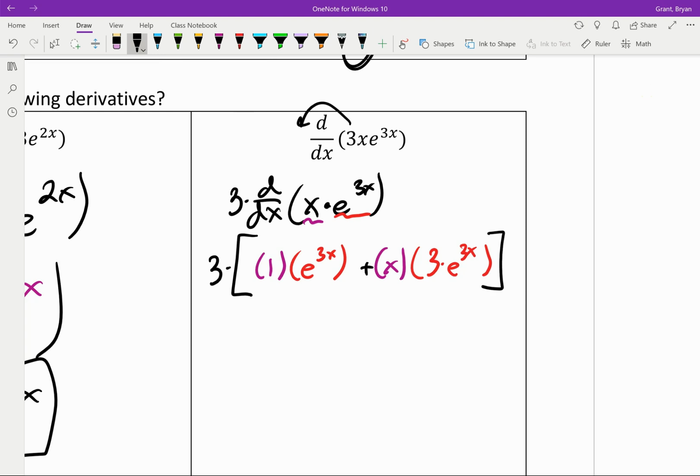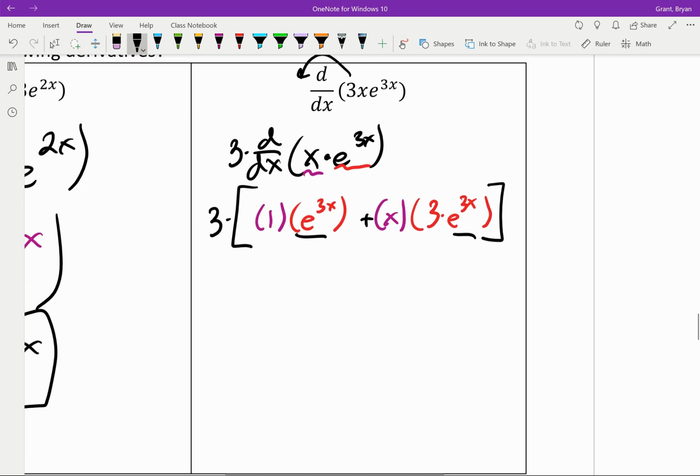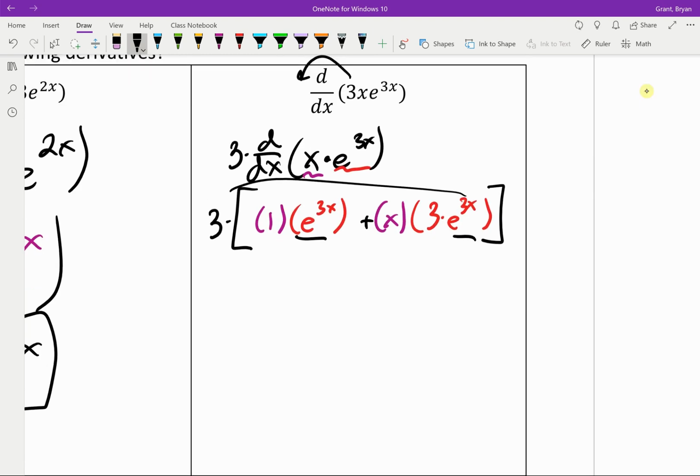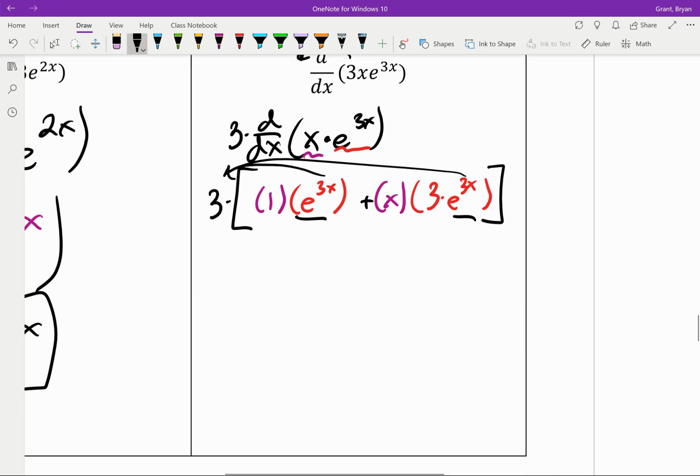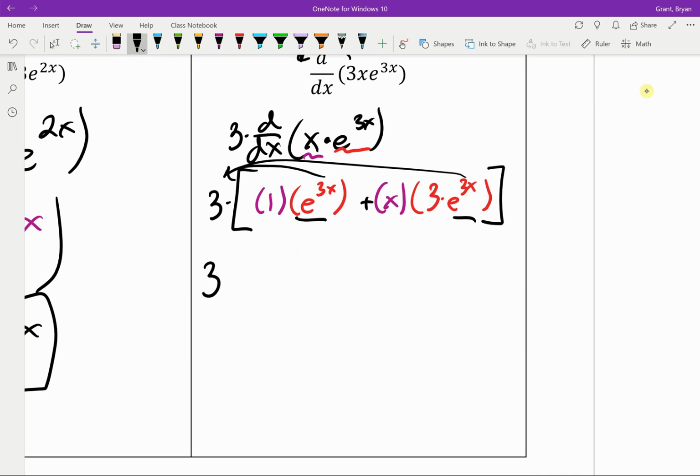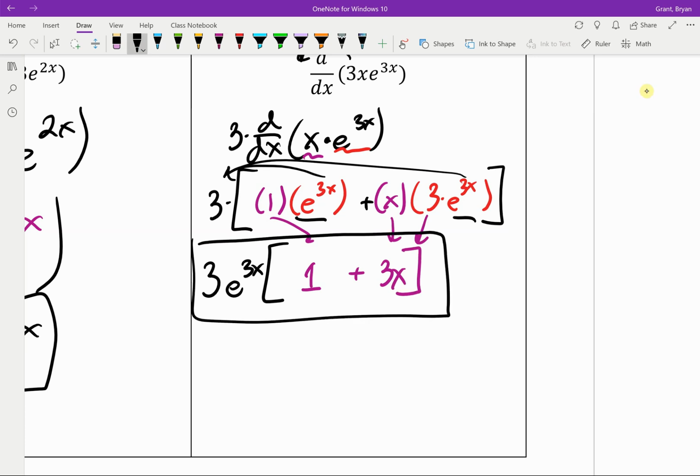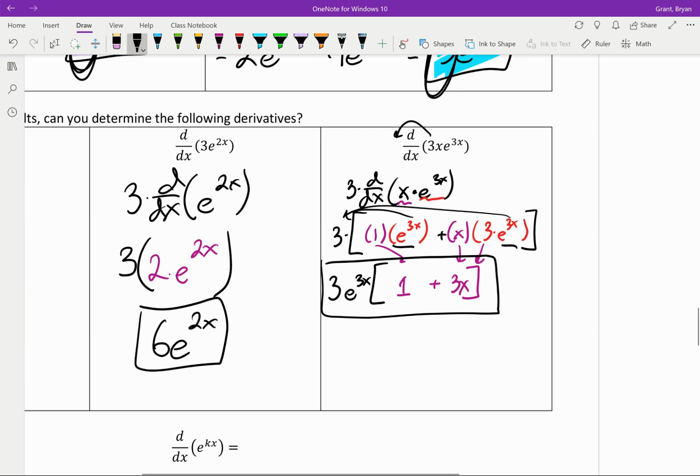Is there anything these terms have in common that we could maybe factor out to hang out with the 3 out front? I think they both have an e to the 3x in common, actually. So let's take those out to hang out with 3. Give 3 some friends out here. 3 and then e to the 3x is factored out. What do we have left inside? Well, there's still a 1 here, plus, and there's still an x and a 3, so 1 plus 3x, I think. And that looks like a very nice answer.